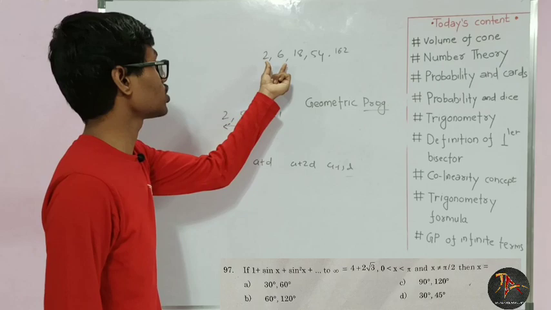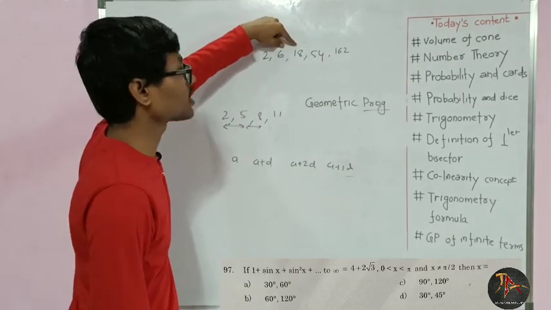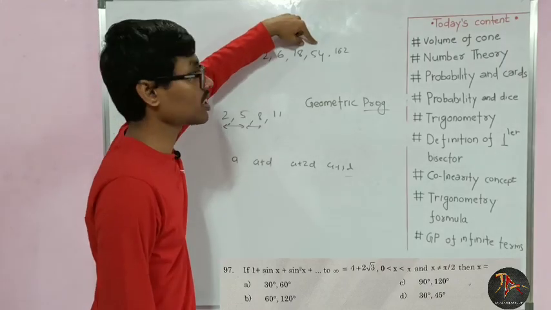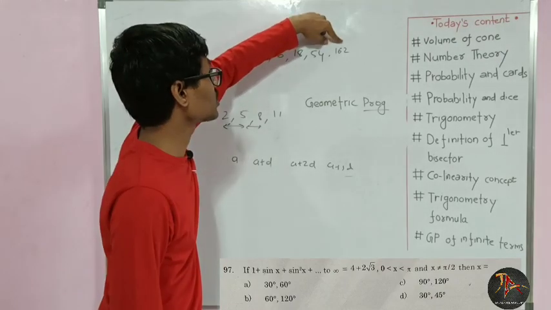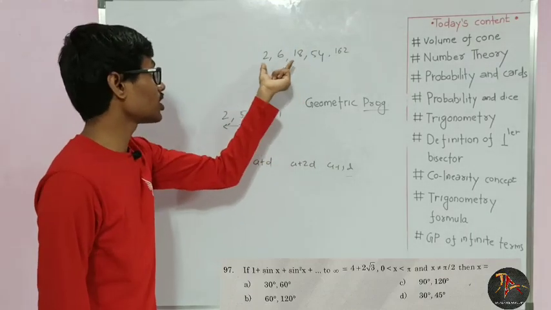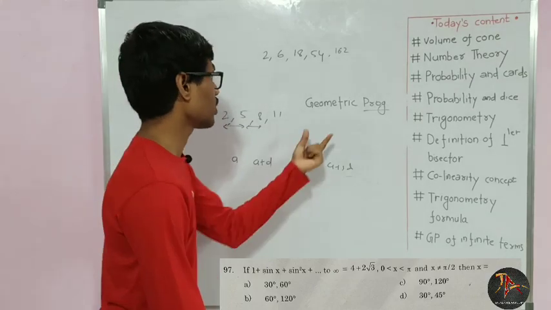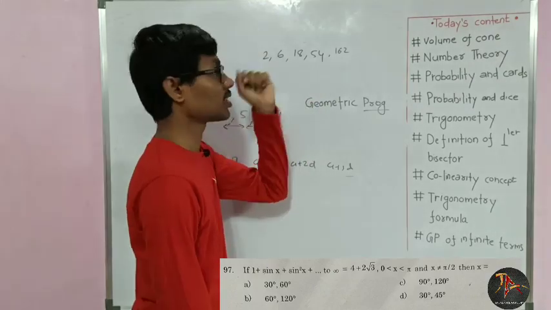In geometric progression, the ratio is constant. So 6 divided by 2 is 3, 18 divided by 6 is 3, 54 divided by 18 is 3, 162 divided by 54 is 3. So in geometric progression, the ratio is constant, and in arithmetic progression, the difference is constant. We can remember geometric progression like this.